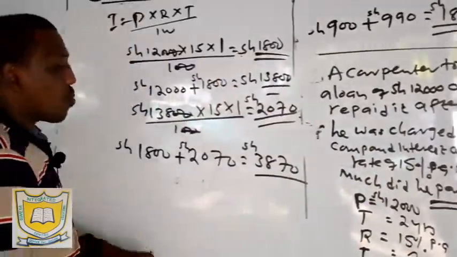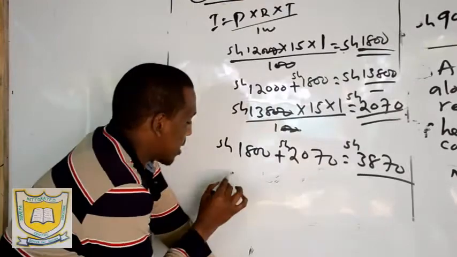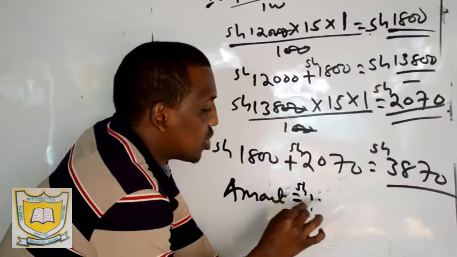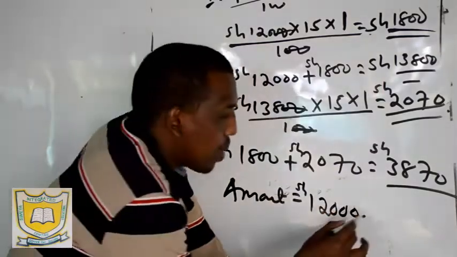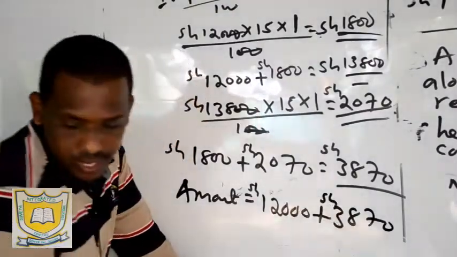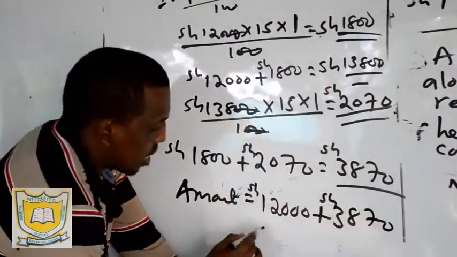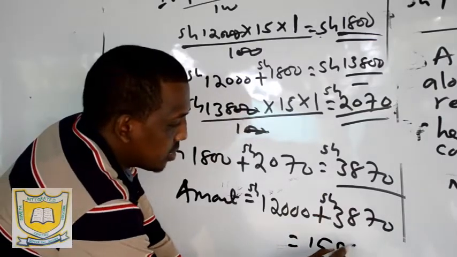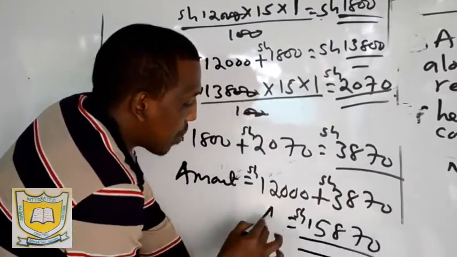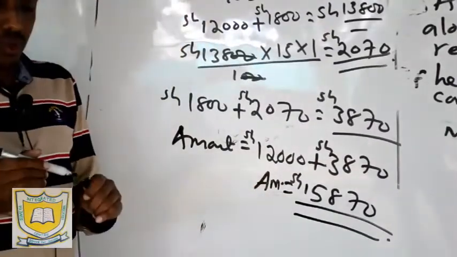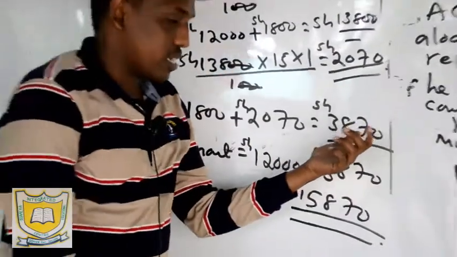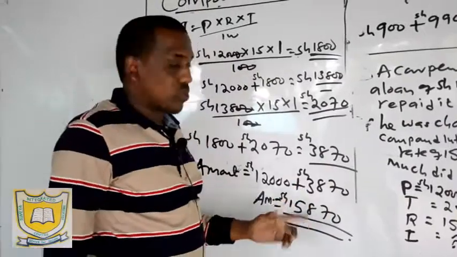So the question is asking now how much did he pay? To get the amount, you say the principal, which was shillings 12,000, the initial principal, plus the compound interest, which is shillings 3870. After adding, you will get 15,870. This is now the amount. That's how you get it. In an exam, you might find this answer in multiple choices, but it is very wrong because the question is asking the amount.